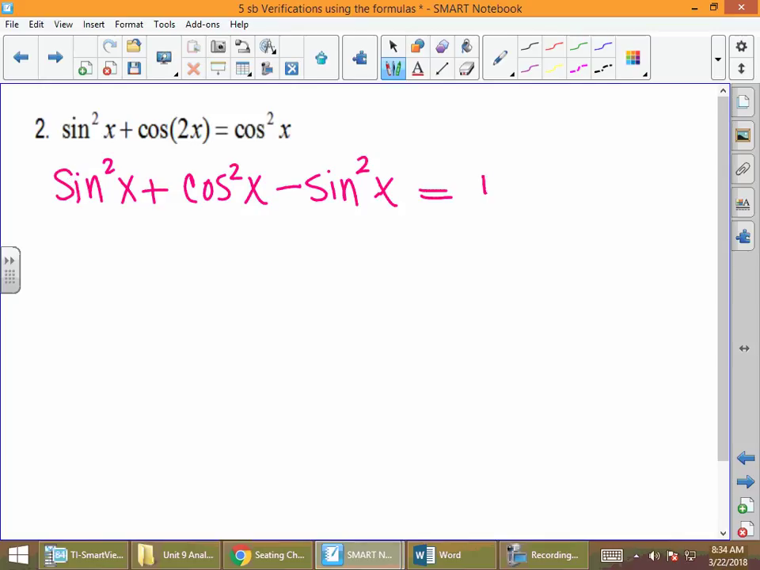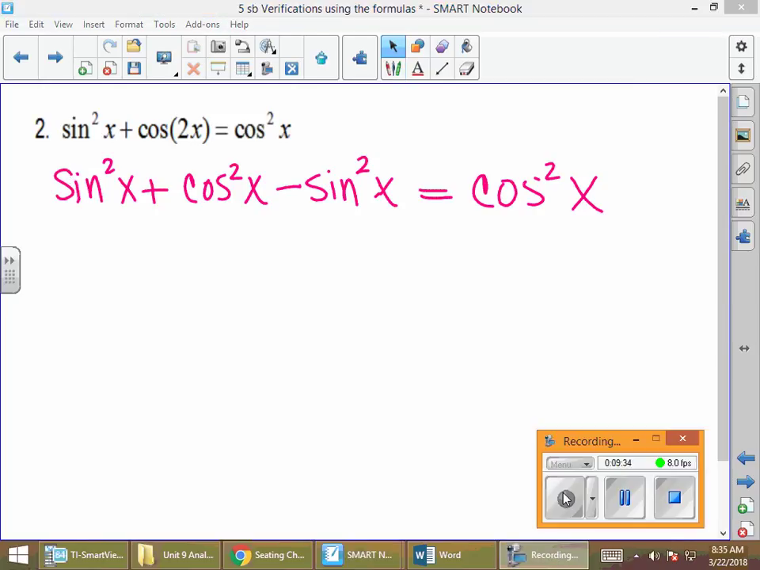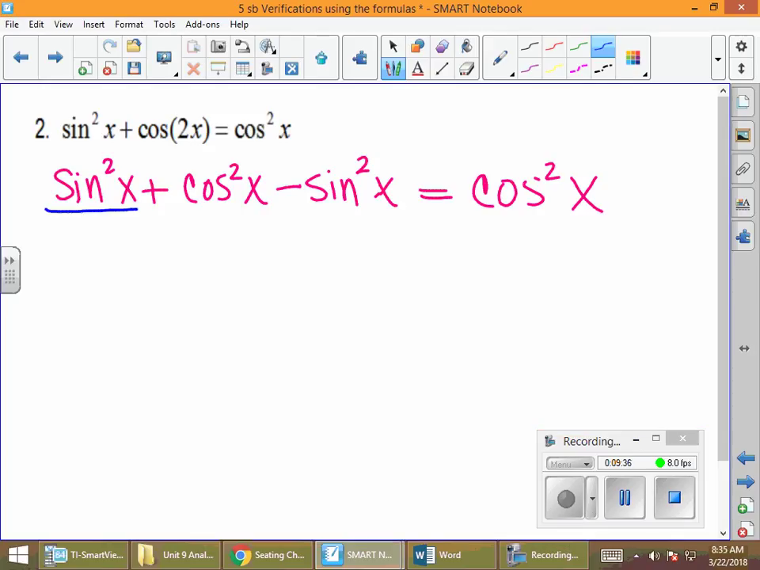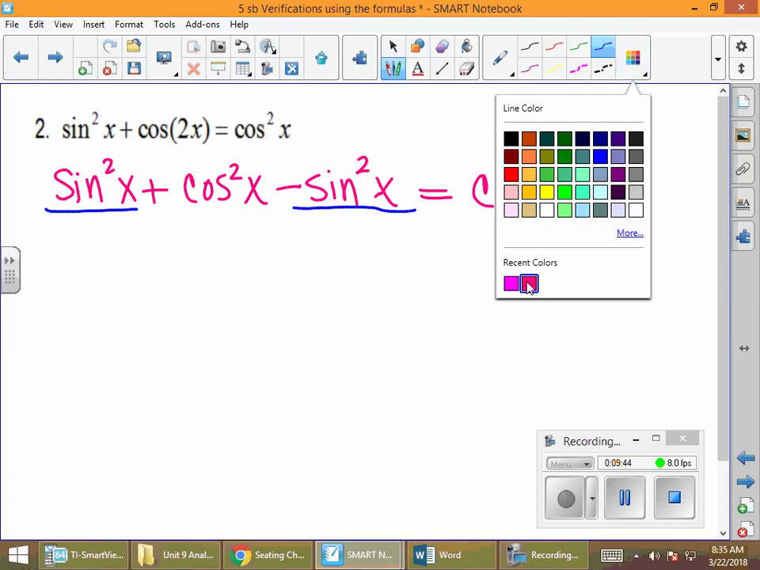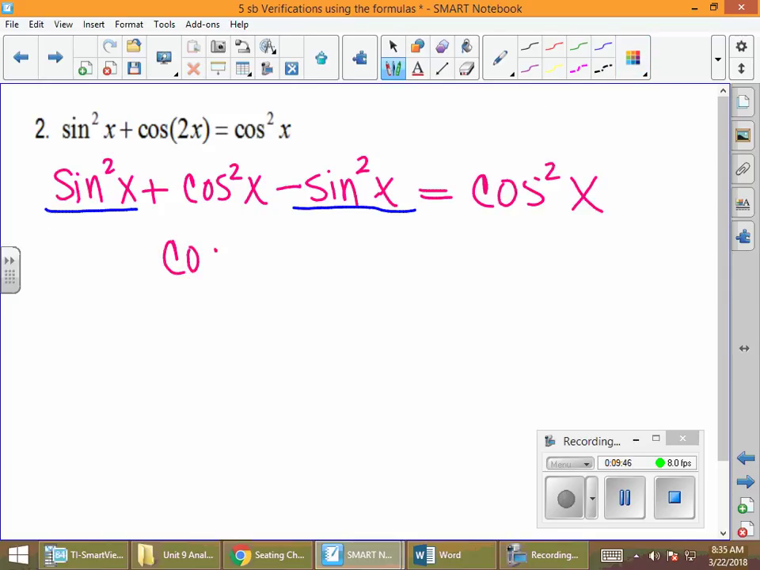And again, what we're trying to do is turn the left side of this equation into the right side. But the cosine 2x we were able to fill in, and now when we go back and look at this, sine squared x and negative sine squared x are like terms. One's positive, one's negative. They cancel out. And what we end up with is cosine squared x equals cosine squared x.